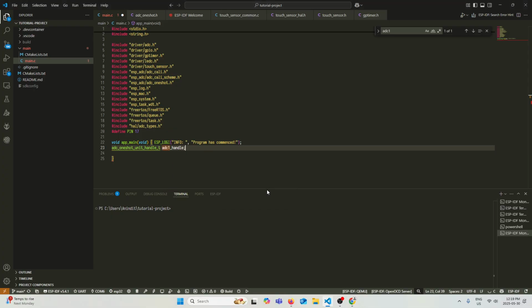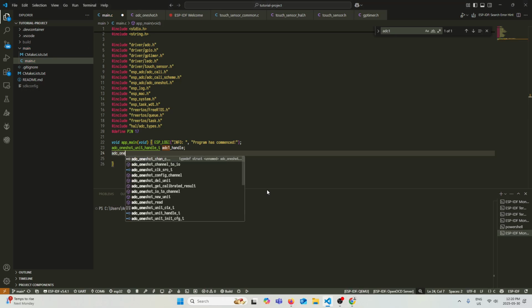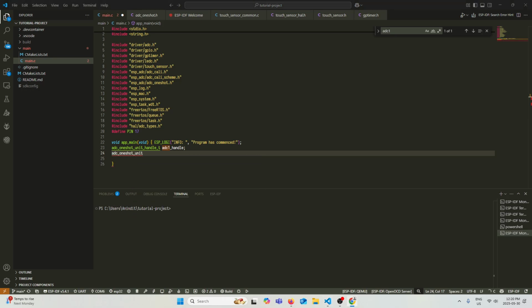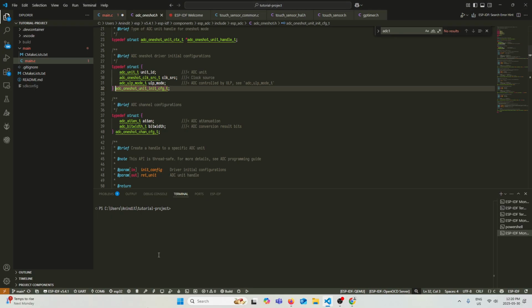adc_oneshot_unit_handle_t, adc_oneshot_unit_init_cfg_t, init configuration 1 equals. Let's go to definitions. You have the unit ID, the clock source, and then the ADC control ULP, controlled by ULP. What is ULP? The ultra low power coprocessor is a simple FSM which is designed to perform measurements using the ADC, temperature sensor, and external I2C sensors while the main processors are in sleep mode. Okay.